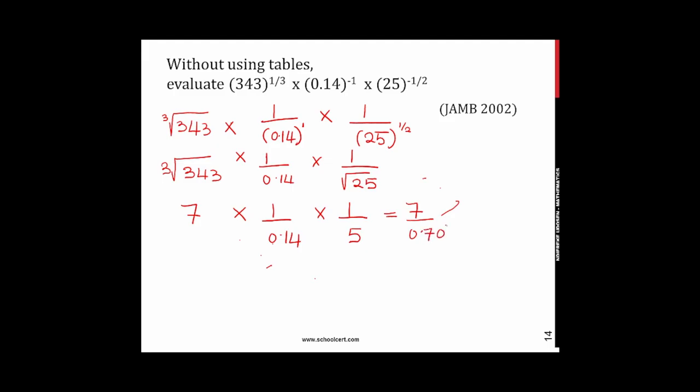0.70. Now, in order to evaluate this, I will multiply both sides by 100 in order to remove this decimal place. So I multiply the numerator by 100, and I also multiply the denominator by 100. So my answer will therefore be 7 times 100 is 700, divided by 0.70 times 100, I move my decimal place 2 places to the right, which is 70. So if I cancel, 0 cancels here, and 7 cancels here, I am left with 10, and that is my answer.